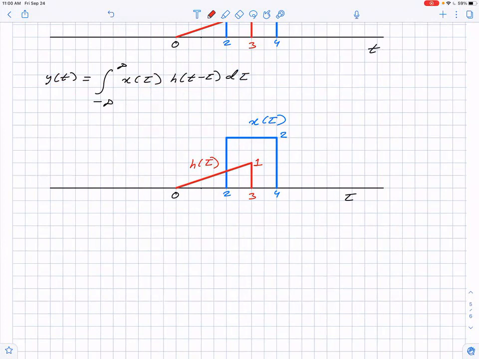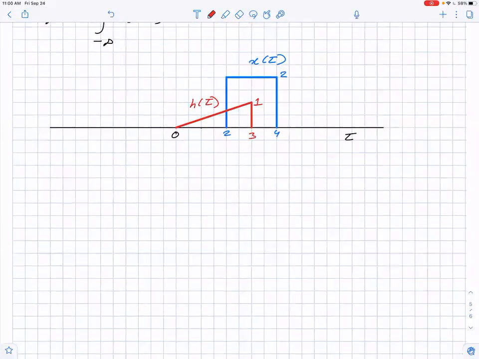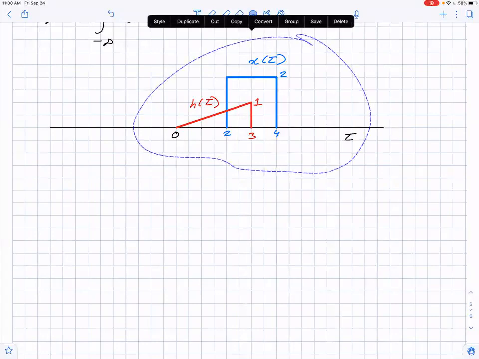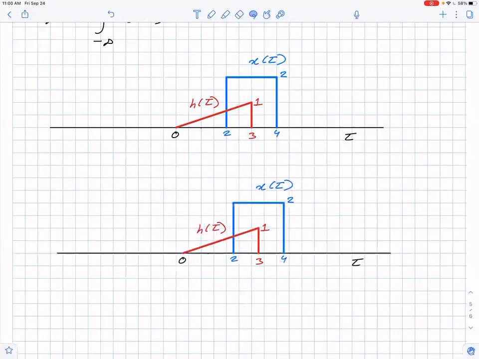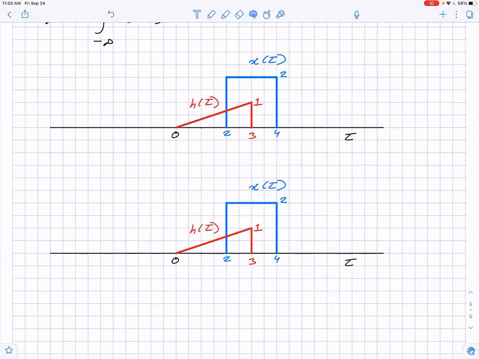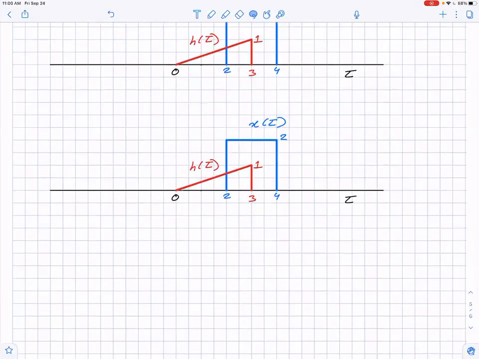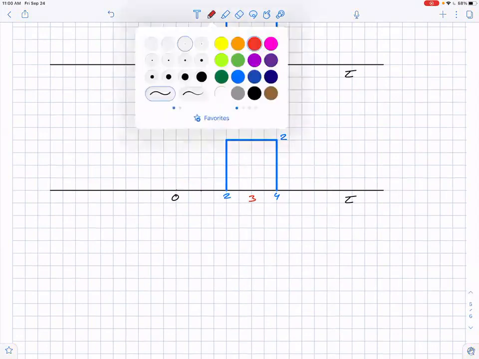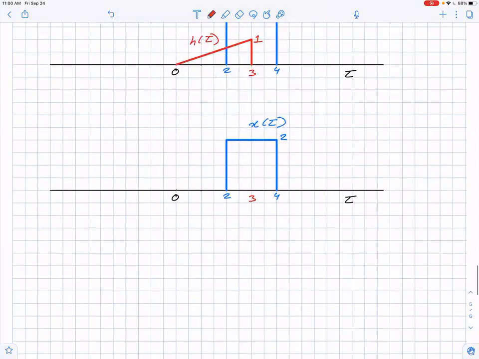The second step is we are going to time reverse h of tau. So we don't make any changes to x of tau. We're only going to change the red function. We're going to reverse it, flip it about the vertical axis. So let me erase that and draw a reversed copy of h of tau.